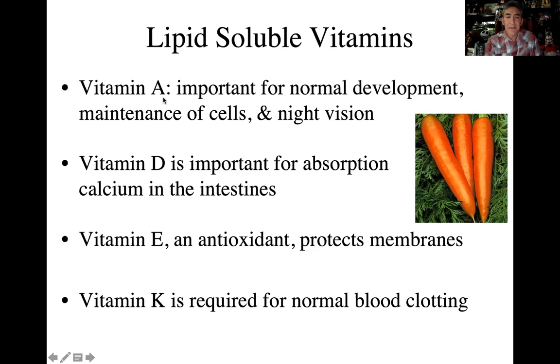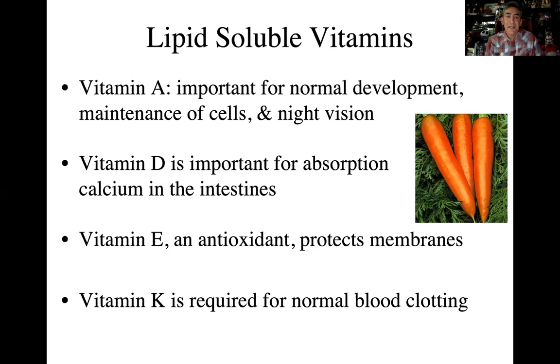Vitamin A is going to be an important vitamin for the different types of photoreceptors in our eyes. We have cones, we have rods. Cones are for color vision. Rods are for light sensitivity vision. And these vitamin A molecules are going to be part of the photoreceptors, that light sensitivity.